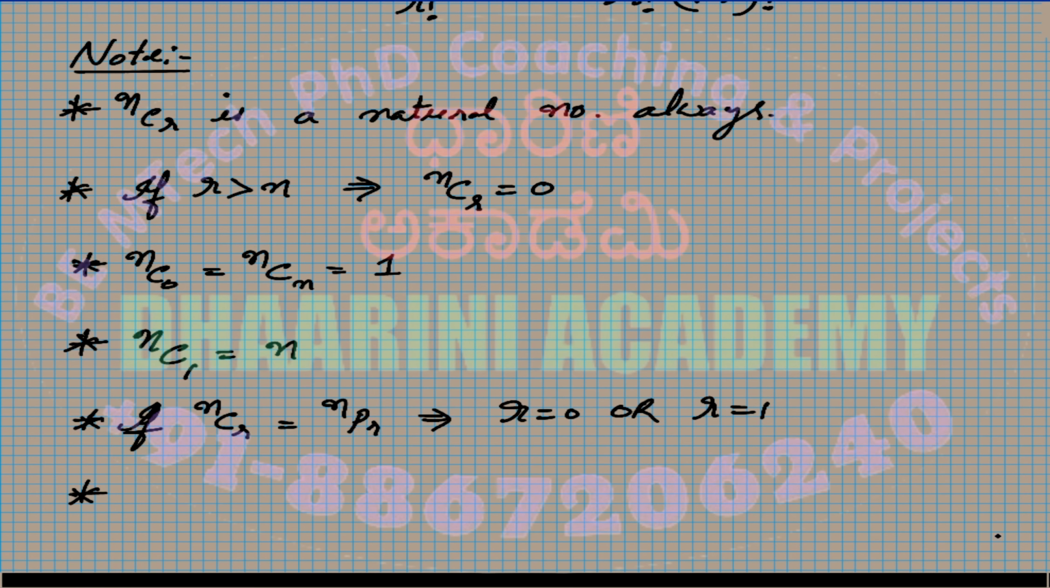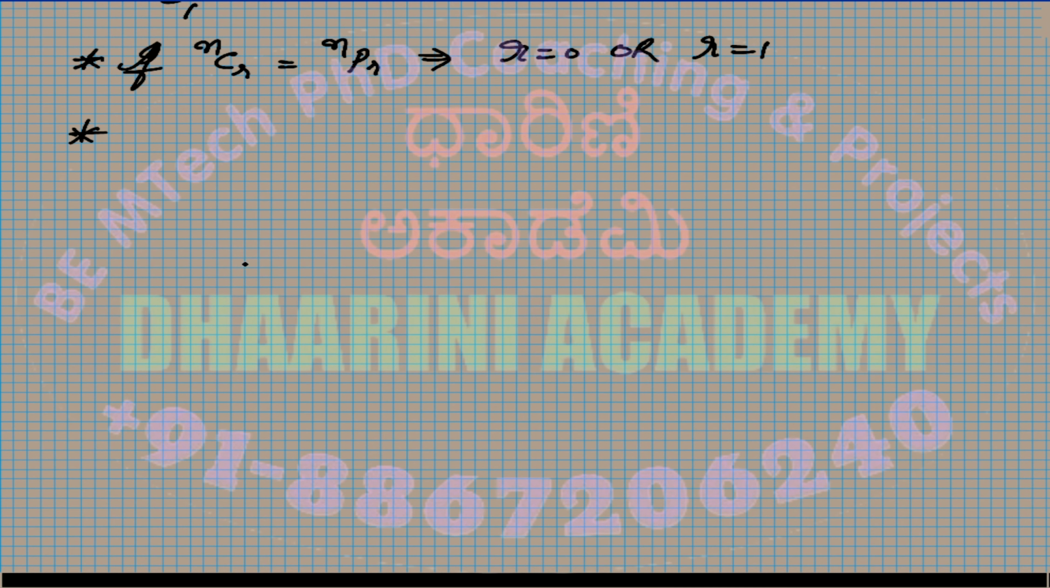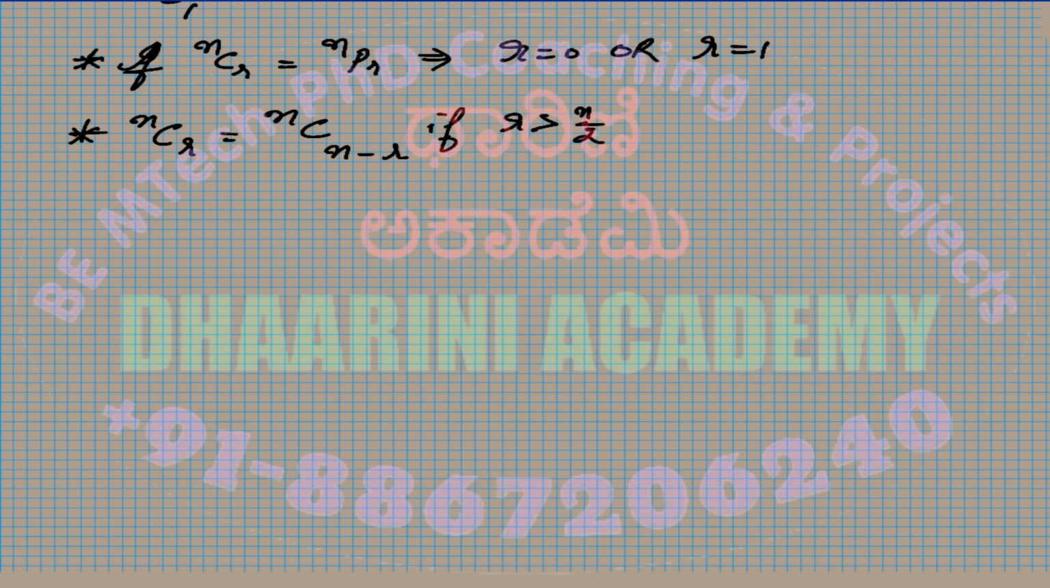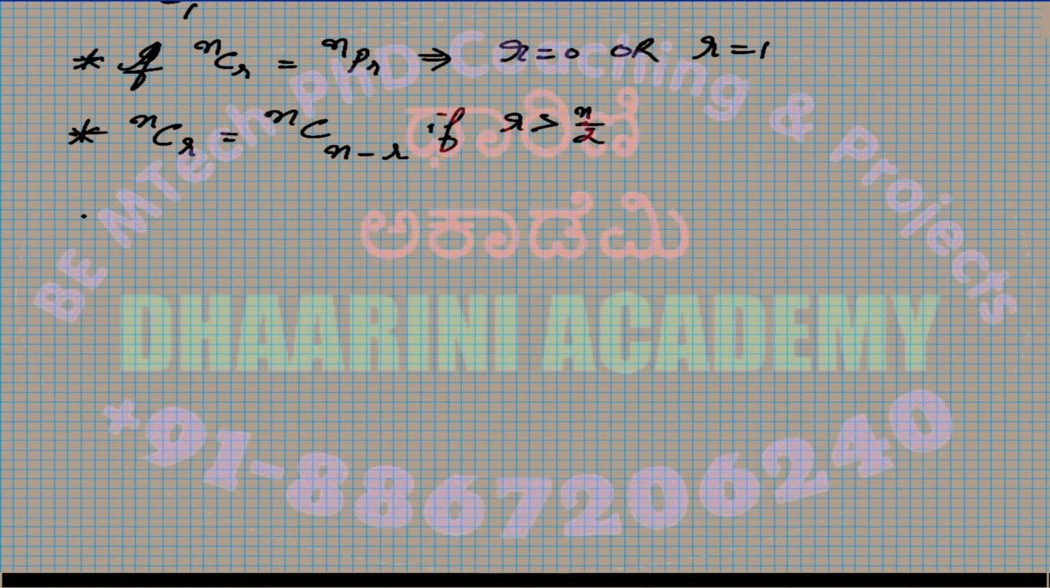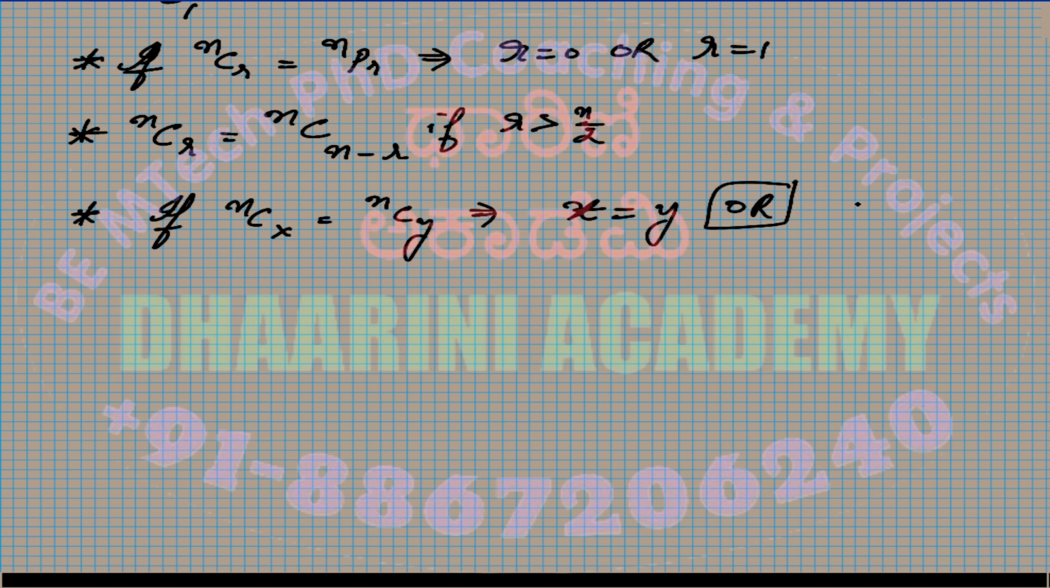All right, the next identity or next property between nCr and nPr is like this. If I can calculate nCr, this is also equal to nC(n minus r), whenever r is greater than n by 2. Okay, so if that's the condition, I can write this. All right, then if we say nCx is equal to nCy, this implies either x is equal to y, or there is another condition, that is x plus y is equal to n. In both cases, it holds good.